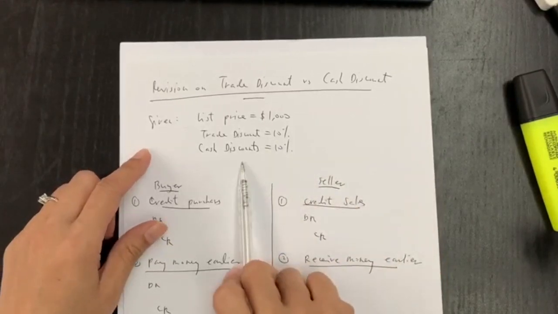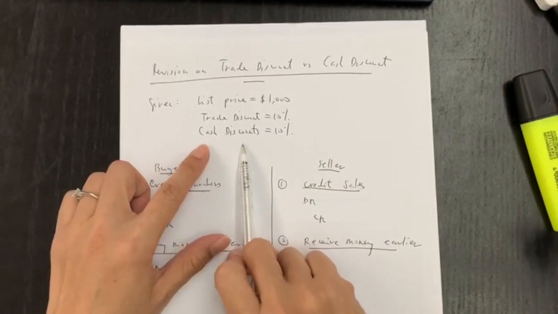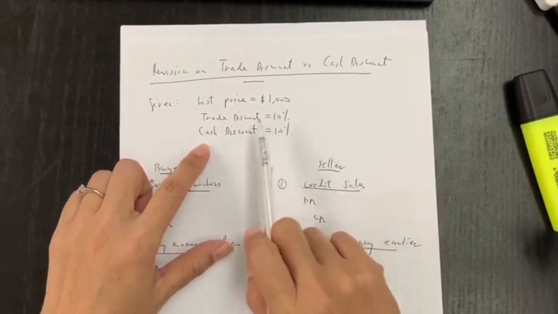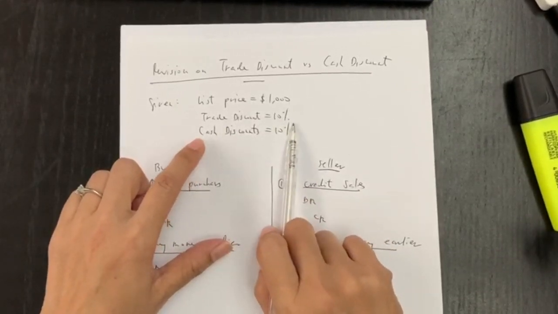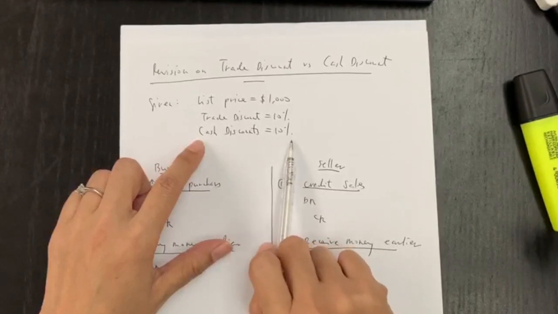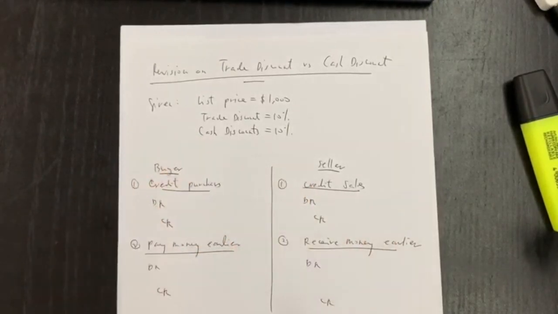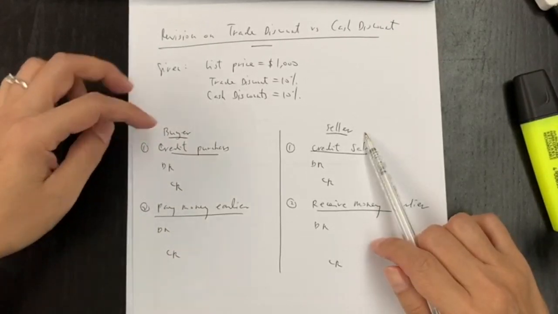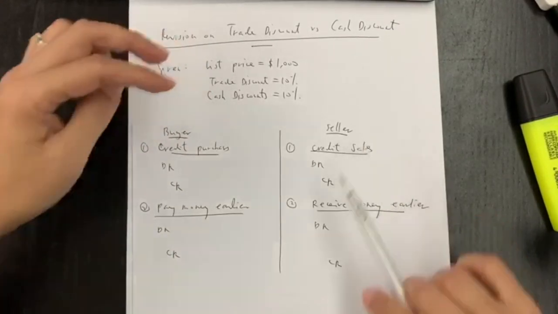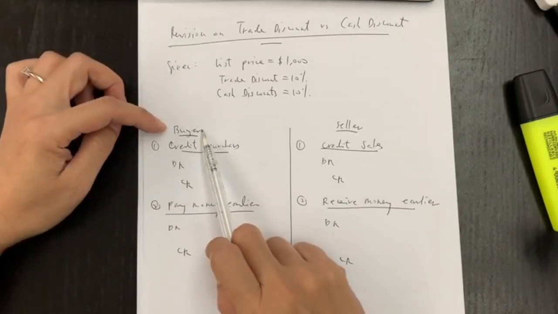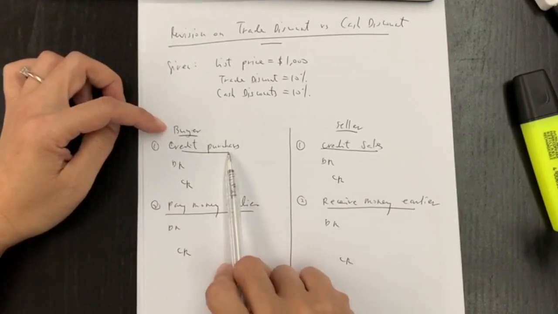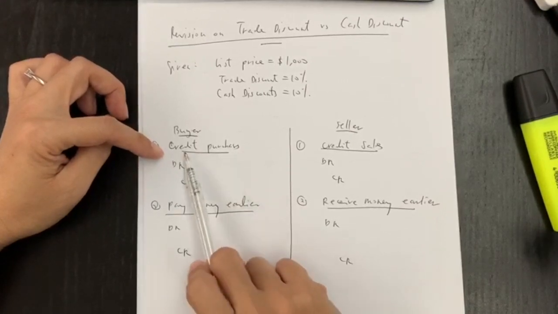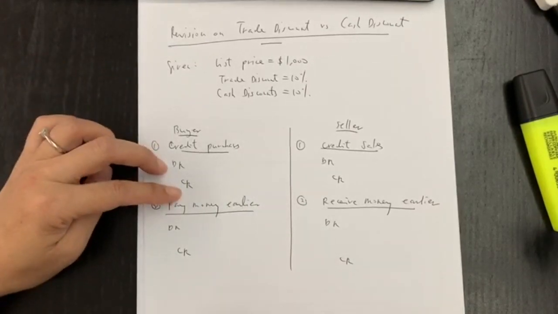Now let me give you the condition, and given you that the list price is 1,000, and trade discount 10%, cash discount 10%. So to begin with, and let's say we have buyer here, we have seller here, using this condition for revision, okay? So if we are buyer, that means we have purchases. So what about if we pay money later? If we pay money later, we will have credit purchases. So let's do some revision.